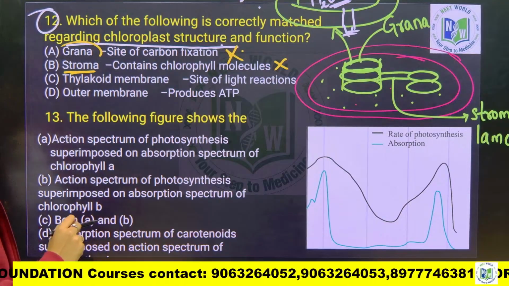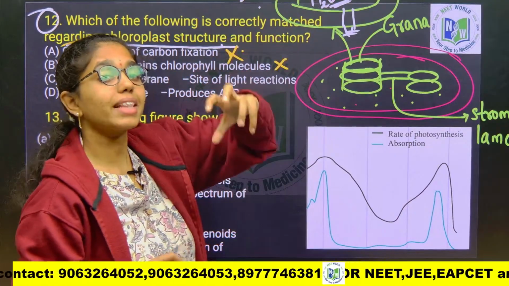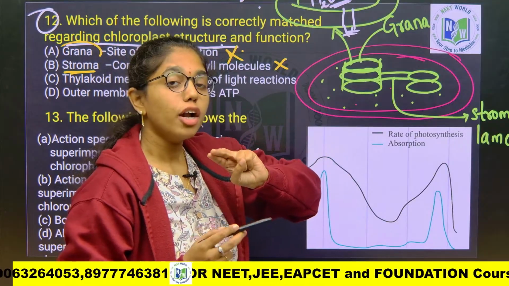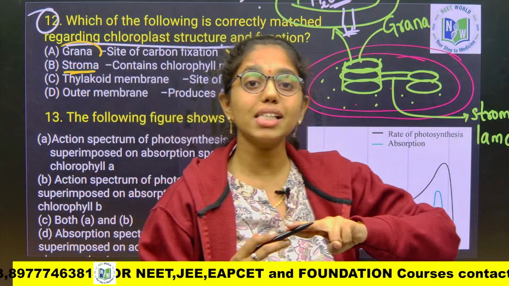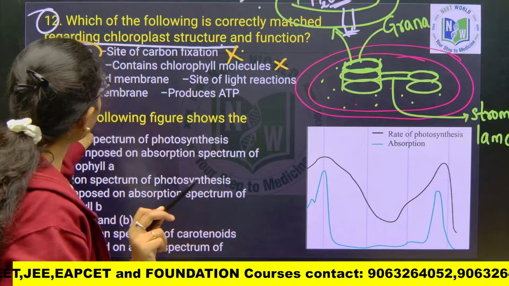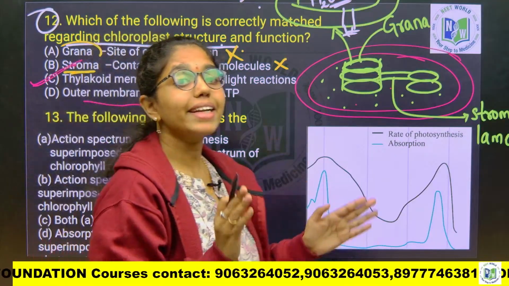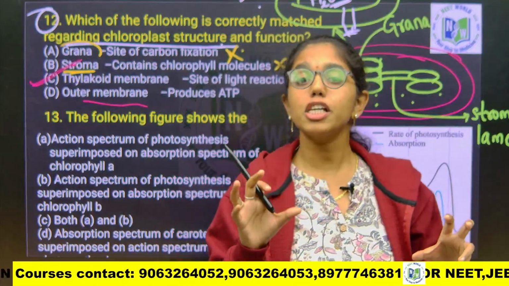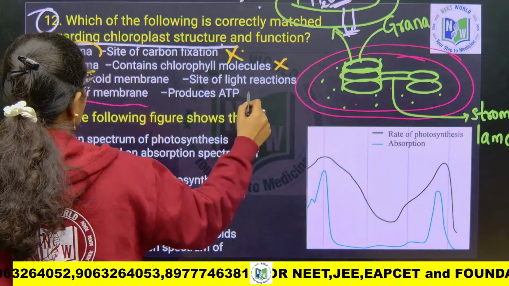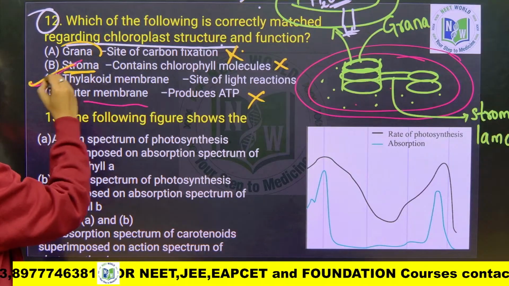Thylakoid membrane is the site for light reaction. That is true. Thylakoid membrane is site for light reaction where the absorption of light in the form of photons takes place, and non-cyclic photophosphorylation occurs in thylakoid membrane. So, yes, option C is correct. If you look into this beta, outer membrane produces ATP. Wrong. ATP is produced where? ATP is produced in the stroma of the chloroplast, not on the outer membrane. So, yes, this is also wrong. I hope you have understood the sites of reaction, right? So, here the right answer will be option C.